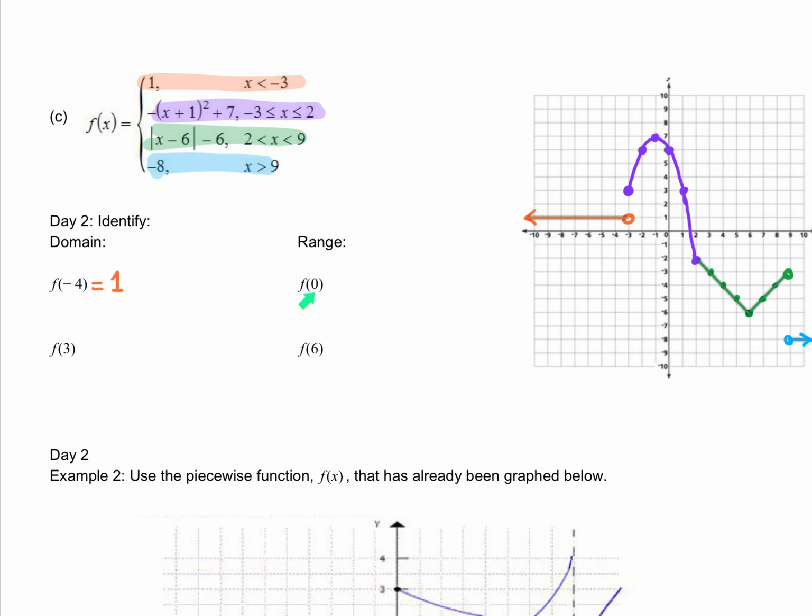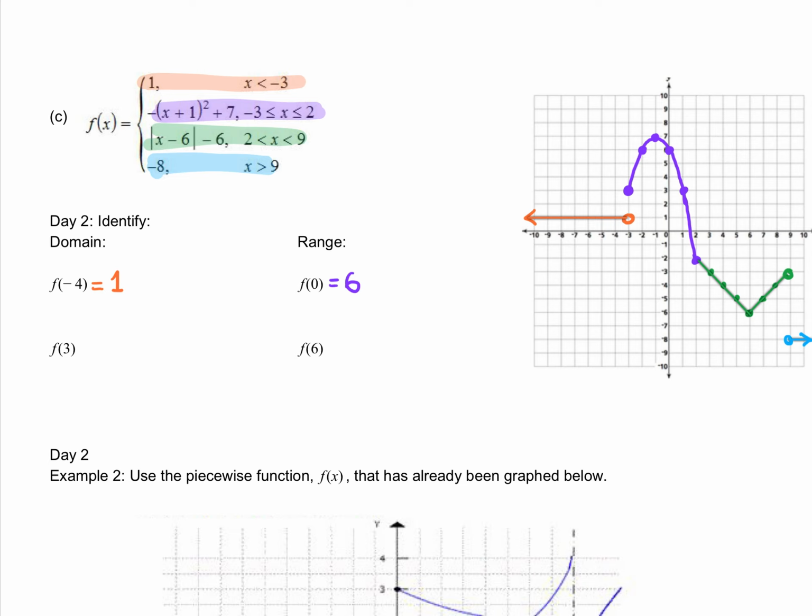Okay, let's try f of 0. Now, once again, I could come over to my graph, locate where x is equal to 0, and I see I only have one possible output there, and that's 6. That's on my purple curve. I can also do this using the equation. f of 0, okay, so is 0 less than negative 3? No, it's not. Is 0 in between negative 3 and 2? And it is.